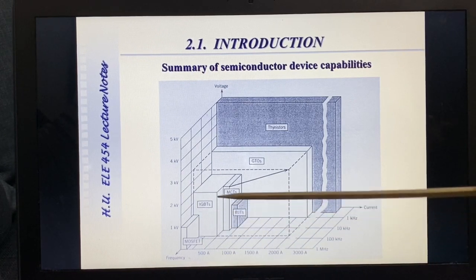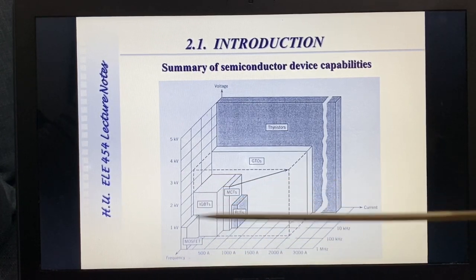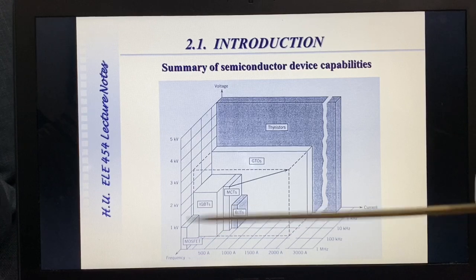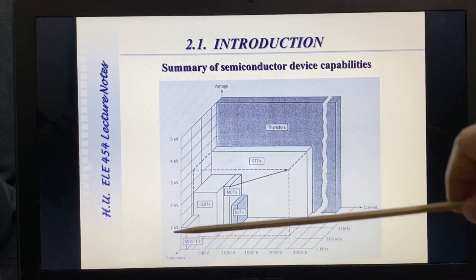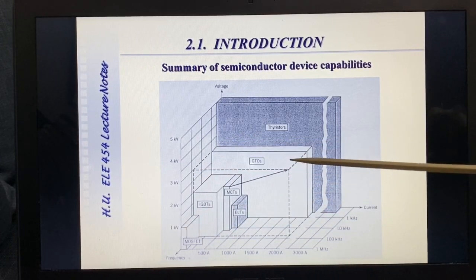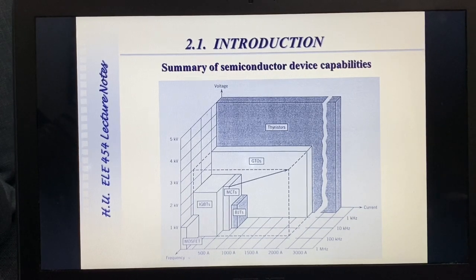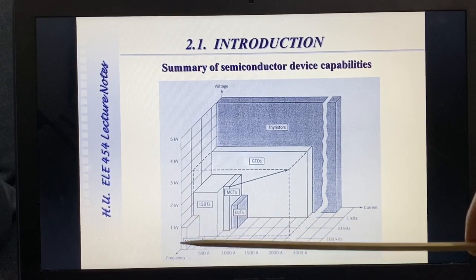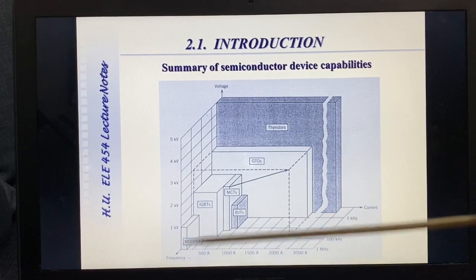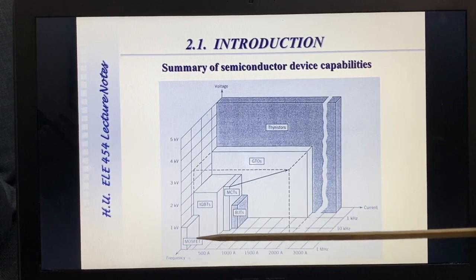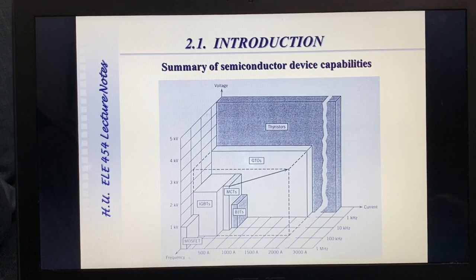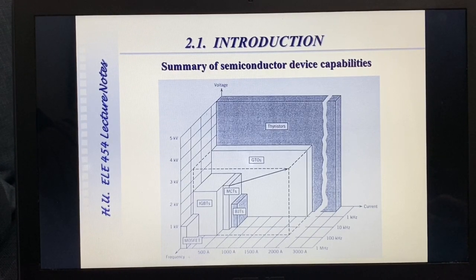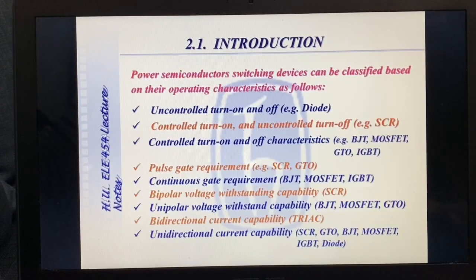It started with a small region here, but it has expanded up to the one shown by the hatched portion. In the highest frequency range is the power MOSFET, but it is the lowest voltage and current rating device, so lowest power capability at the same time.